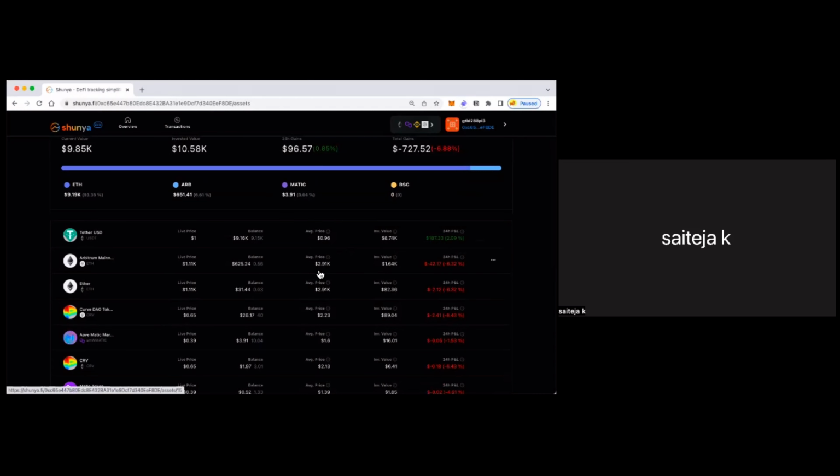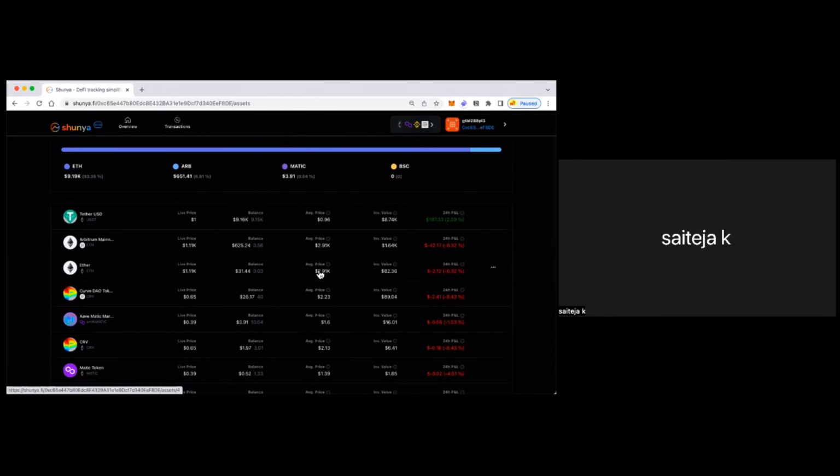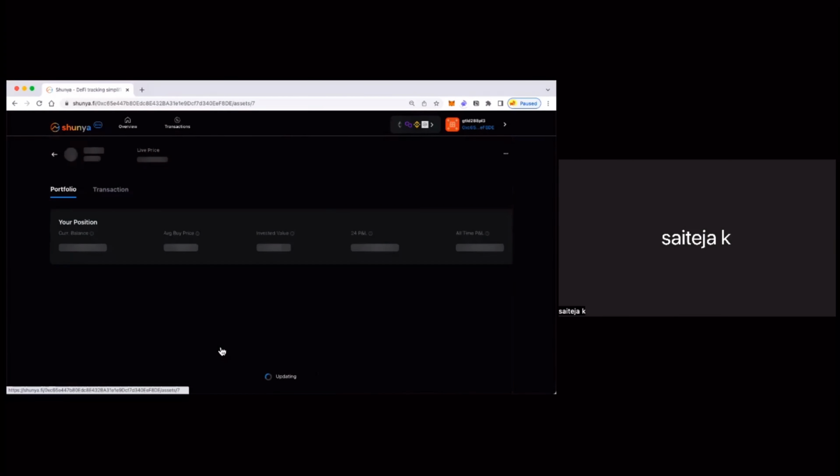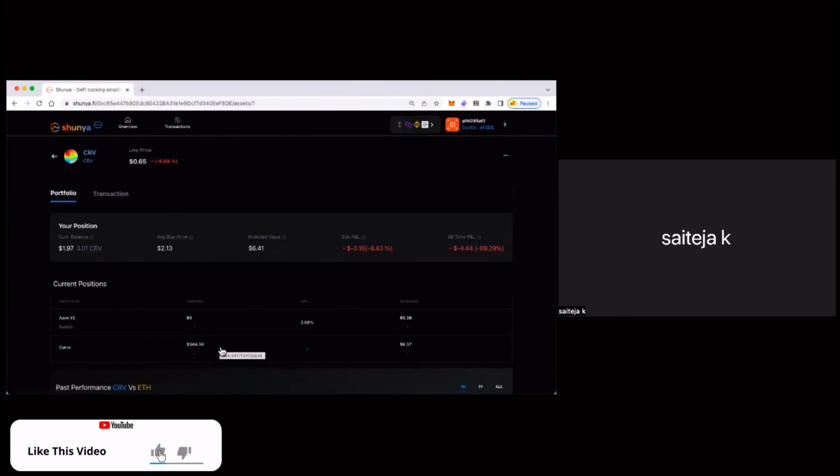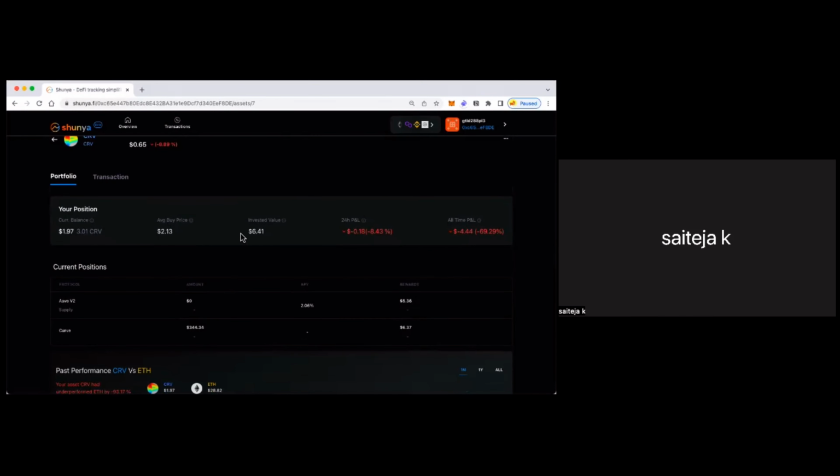Let's assume you want to go one step further on the analytics for this CRV asset. Just click on this. Now you get a very good holistic view of this particular asset, along with the average buy price, the investor value, your 24-hour P&L, and your all-time P&L for this asset. We are in a bear market, so I'm down by 70% right now from the day I invested.